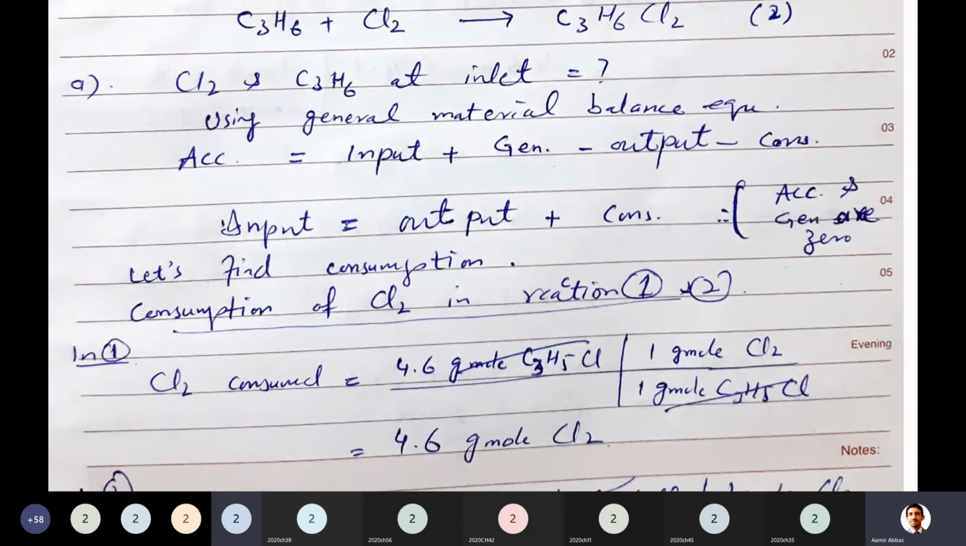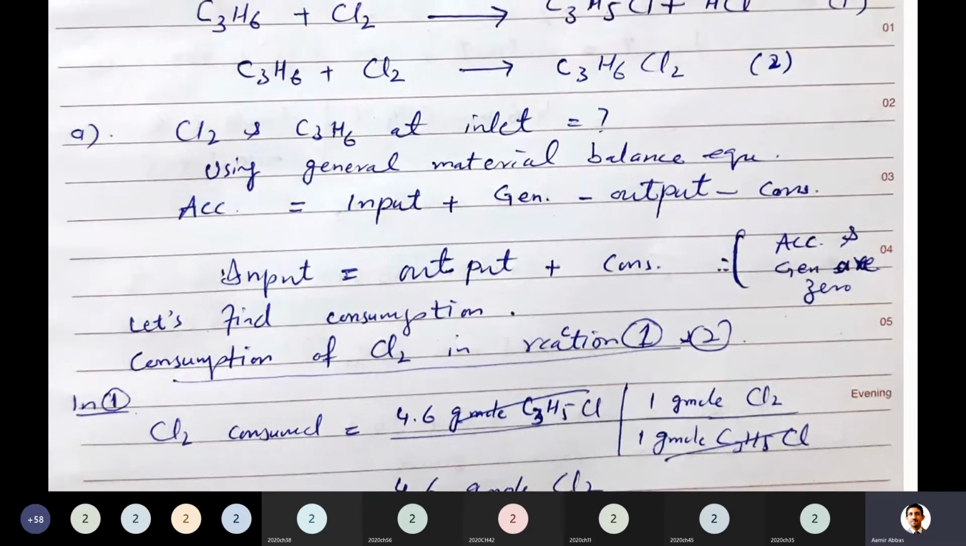No, sir, it's clear. Yes, it's very similar to what you guys used to do in FSC. You used to use the unity method, so this is the same unity method. For example, you look at the reaction.